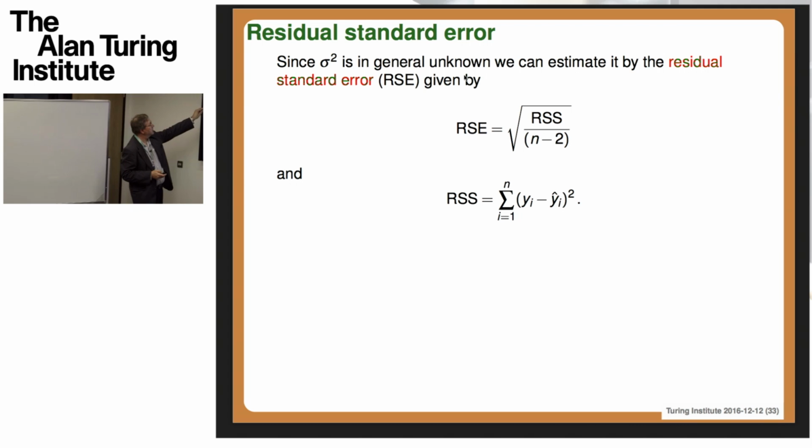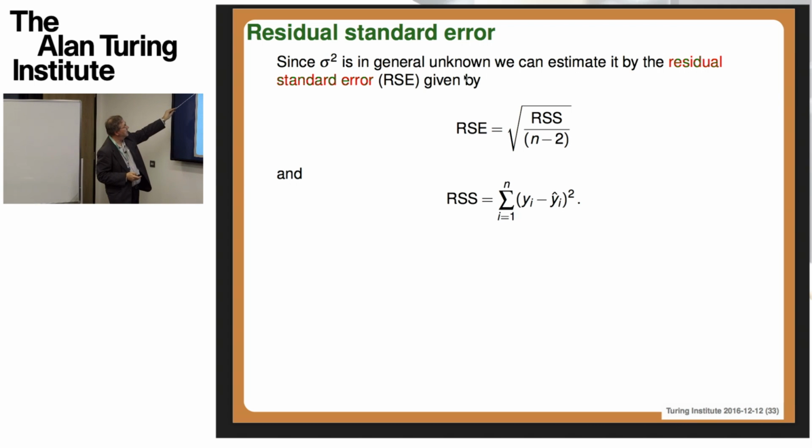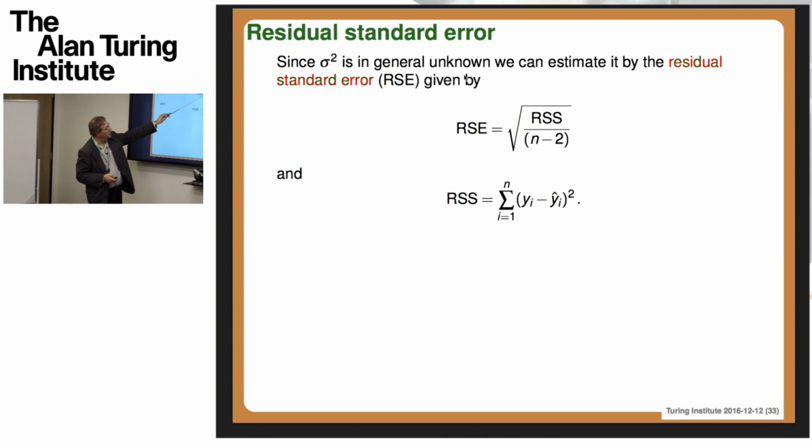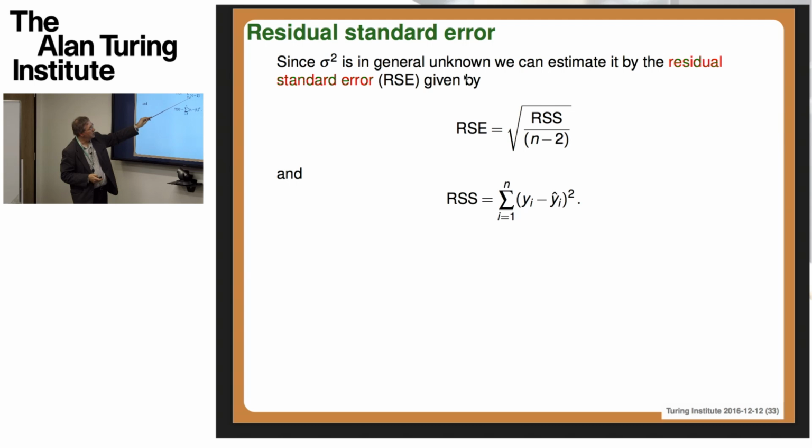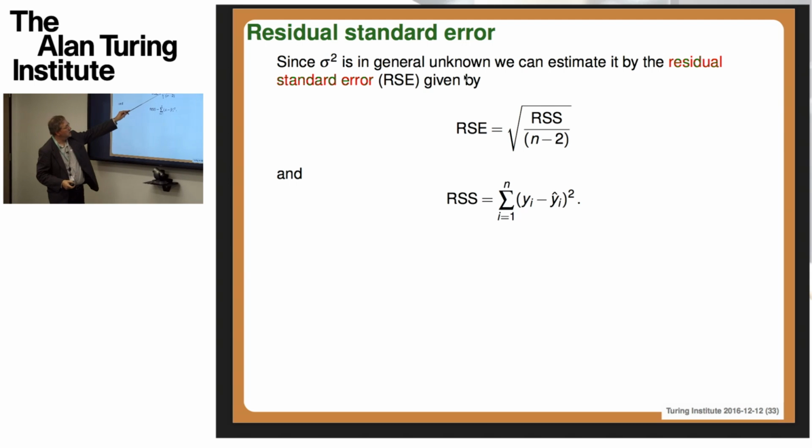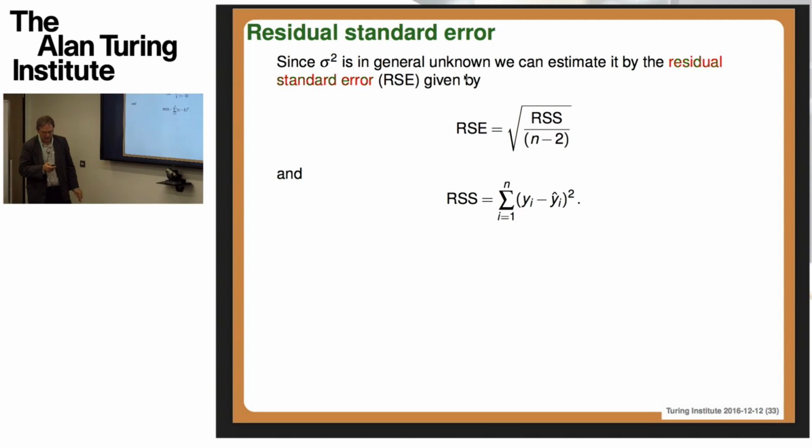This sigma squared might itself be estimated through the residual sum of squares. There are essentially n-2 degrees of freedom left because we've estimated two parameters, beta 0 and beta 1. So we scale by that n-2, and then the square root of that is the so-called residual standard error.